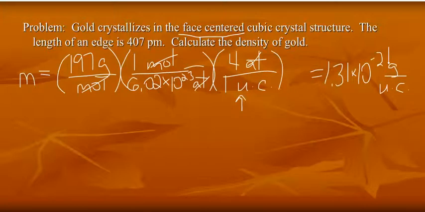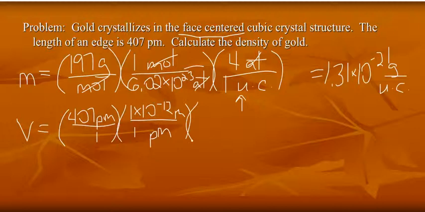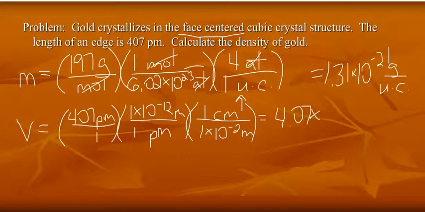And to get volume, I need the length of the edge. It's a cube. The length of an edge is 407 picometers. The first thing I'm going to do, though, is take 407 picometers, convert that to centimeters. So pico means 10 to the negative 12th meters. And then I want to go to centimeters, which there are 10 to the negative 2 meters in a centimeter. So in centimeters, 4.07 times 10 to the negative 8th. That's the length of an edge.